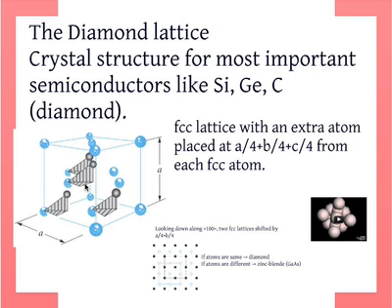So if you look here for a moment, imagine there's only one FCC lattice, which is formed by this, and that, and each of their faces.